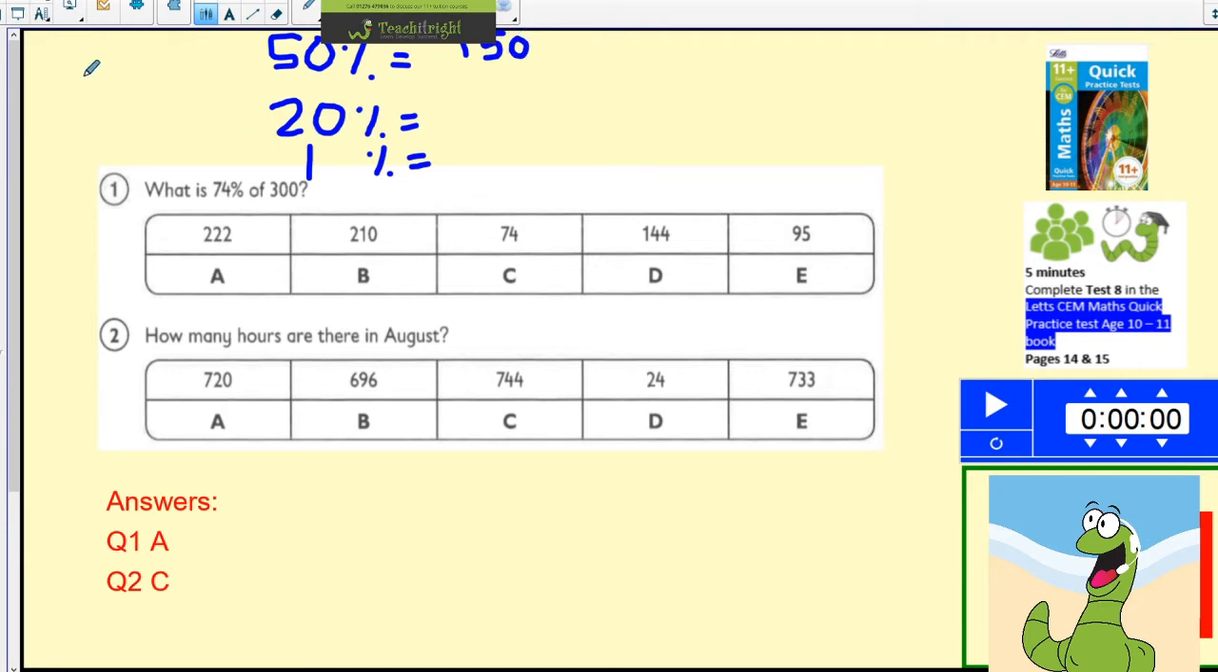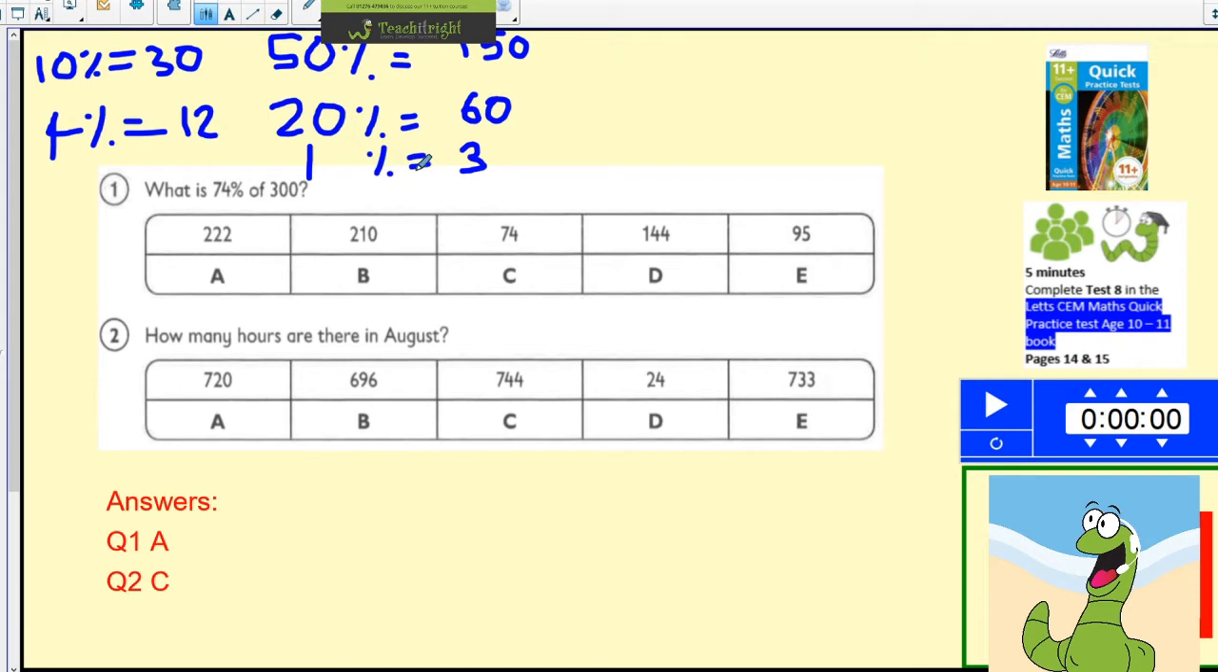20%, I might have done in a couple of steps. I might have said 10% first. Well, 10% is easy, that's divided by 10, so that's going to be 30. So 20% will be 2 lots of that, so it will be 60. And I want to know what 1% is, well, that's going to be 3. So from there, I can work out 4%, which is going to be 4 lots of 3, which is 12.